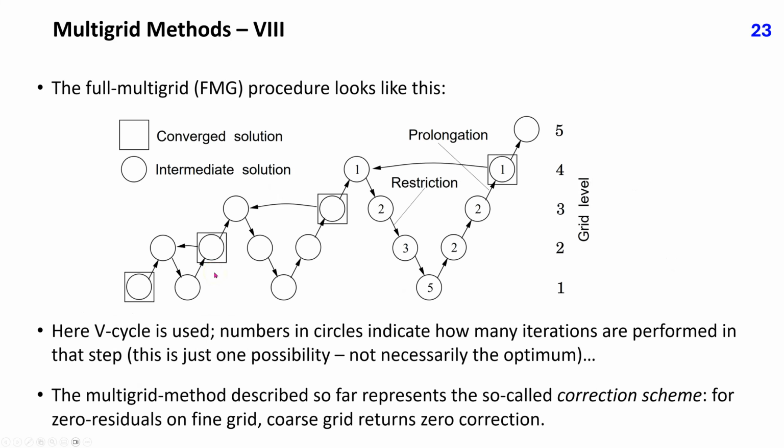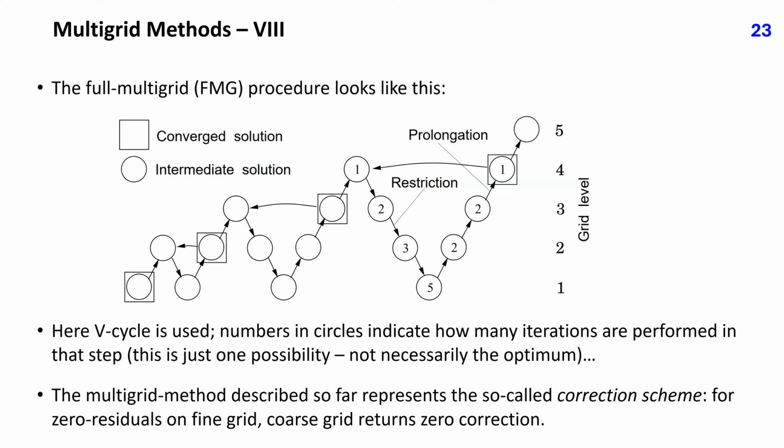The full multigrid or FMG procedure looks like depicted in this figure. We first obtain a converged solution on the coarsest grid. The result is prolongated to the next finer grid, where we perform several iterations on that grid and then start a two-level multigrid procedure. Residuals are restricted to the coarsest grid, and after a few iterations there, we obtain an estimate of the fine grid iteration error or correction.